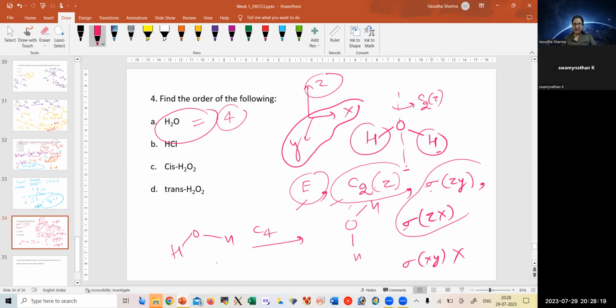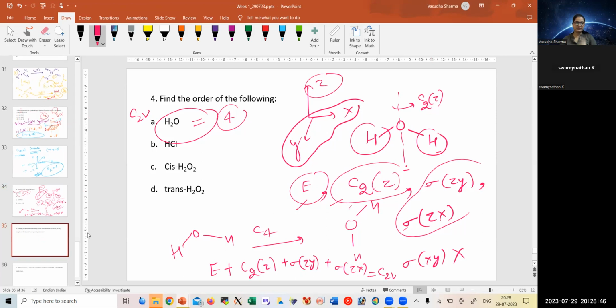And also you can calculate your point groups, which we might be taking in the next lecture. E plus C2Z plus sigma ZY. It becomes a C2V point group. So we define that H2O is having a C2V point group, and for C2V, the order of the molecule is 4. Similarly, you can calculate for HCl, cis-peroxide, trans-peroxide. We will take up these examples later, but first we'll go through the 5th and 6th question.